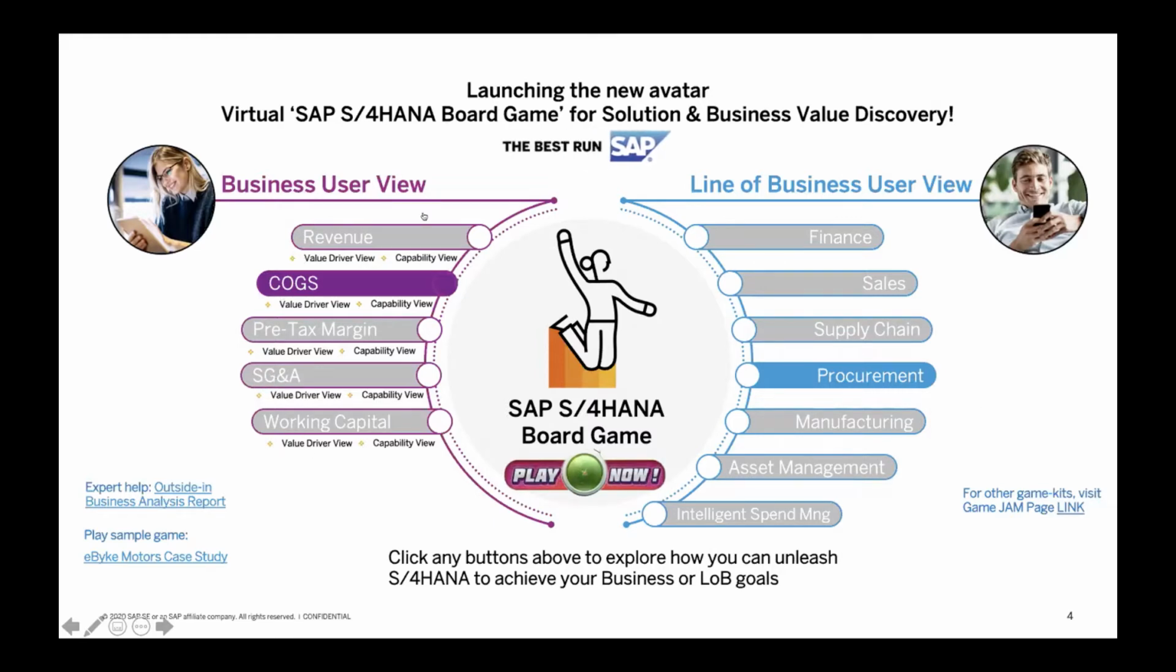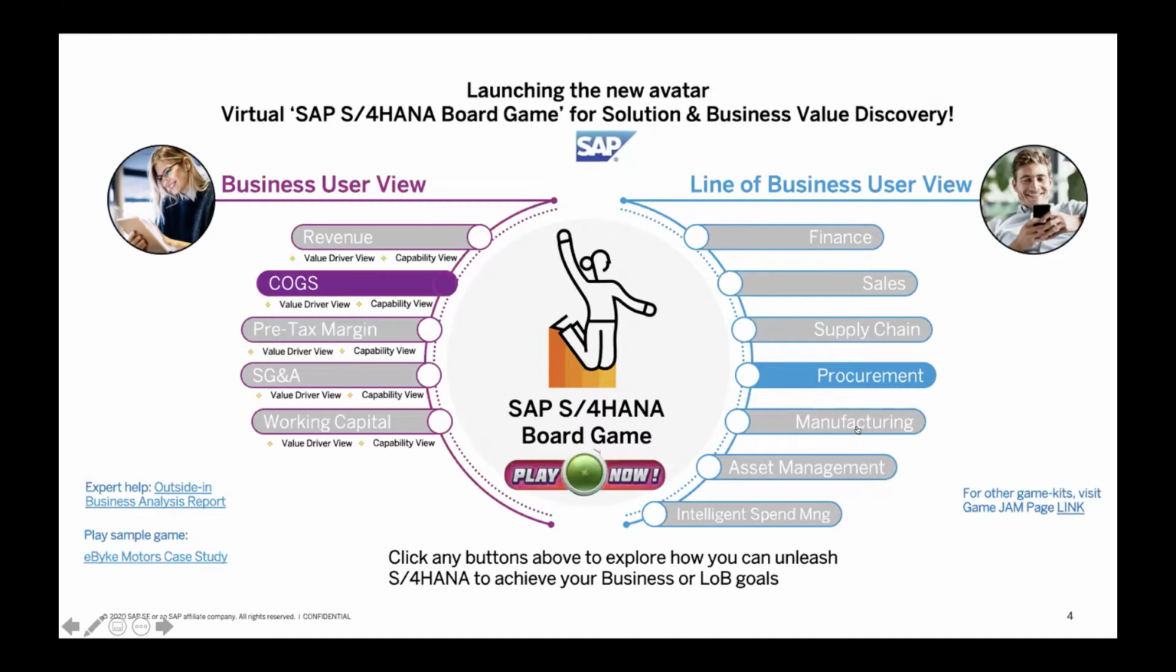So this is one view of the game. The second view is what we have for line of business users. So here, when we are talking to line of business heads, so you are in charge of, say, procurement, finance, supply chain, and so on, or your team members: how do you take advantage of S4HANA latest innovations and capabilities? What is the incremental functionality from ECC to S4HANA and so on? So those are covered in the line of business.